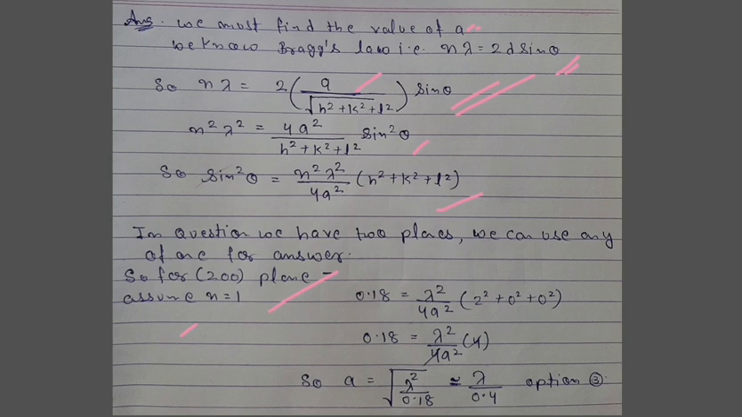Okay, so put all the values in the above equation. We get sin square theta value as 0.18, which is given in your question, equals lambda square upon 4a square times the HKL value, which is 200, because in the question, for the 200 plane the value of sin square theta is 0.18. Now when you solve this equation, you get the value of a, that is root of lambda square upon 0.18, which is nearly equal to lambda by 0.4, because the square root of 0.18 is nearly 0.4. So your answer is option number 3.